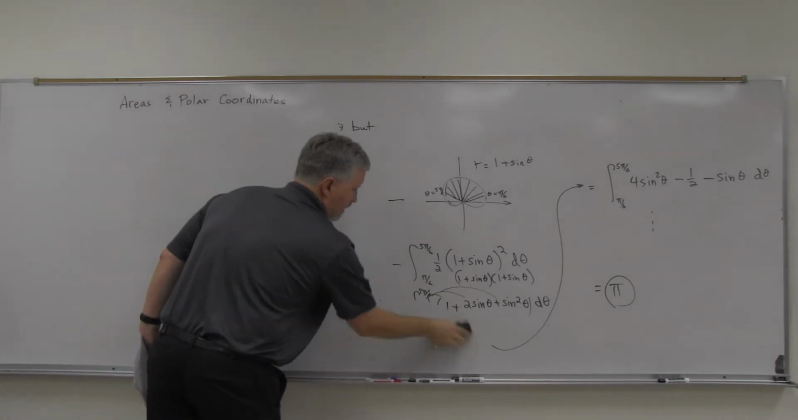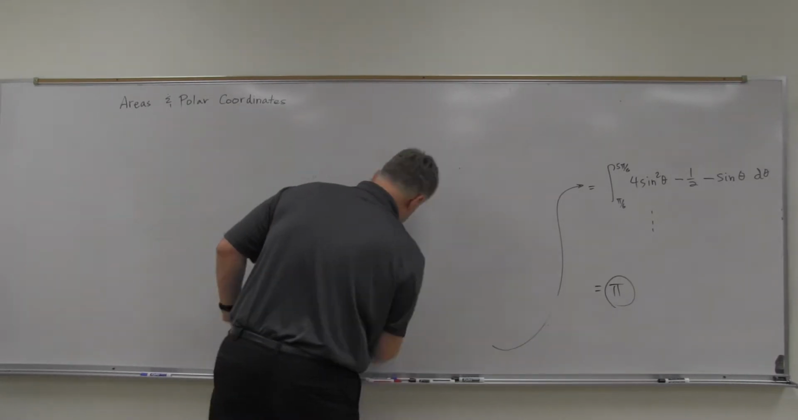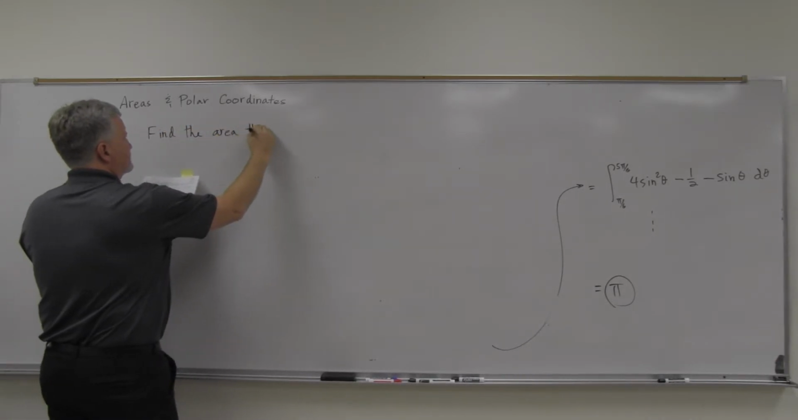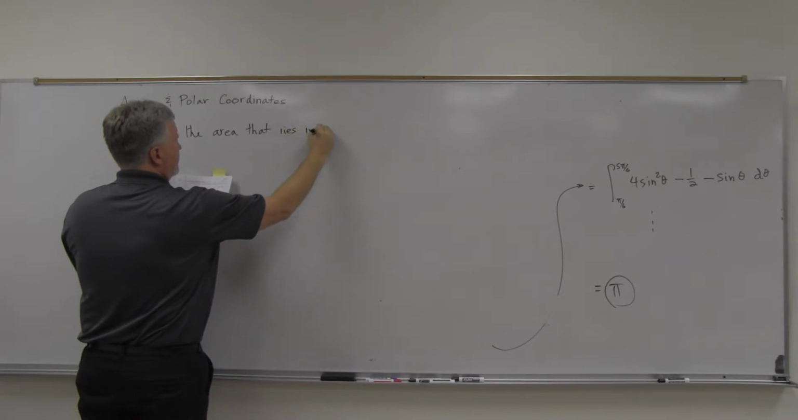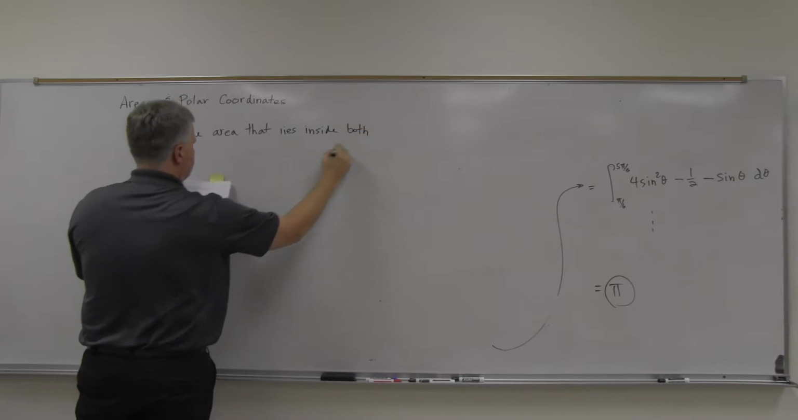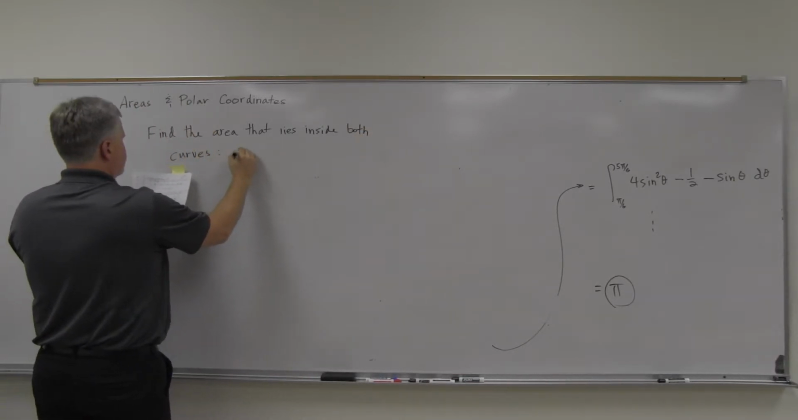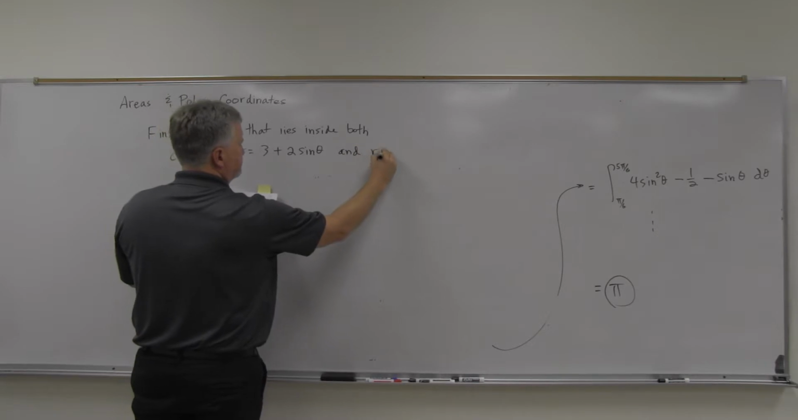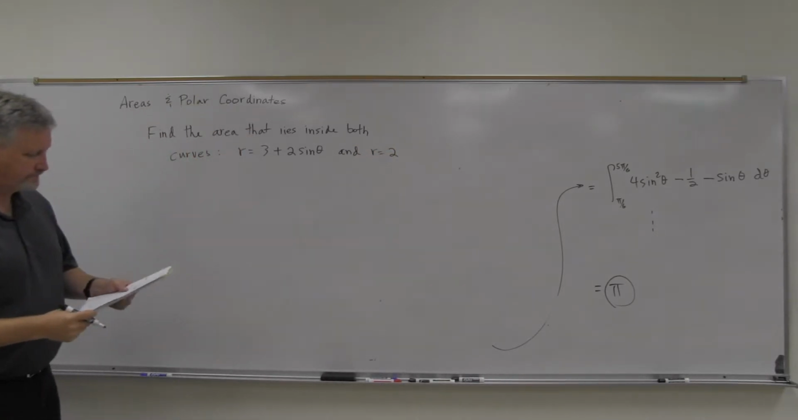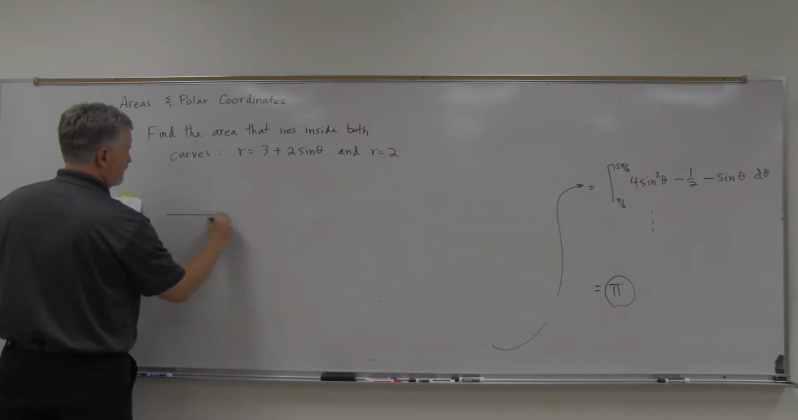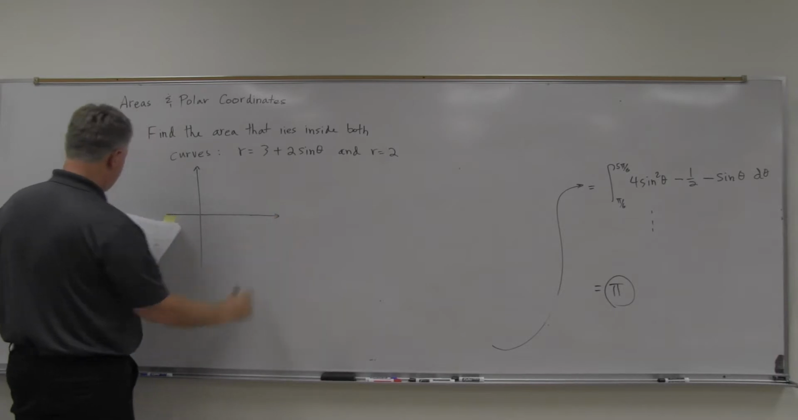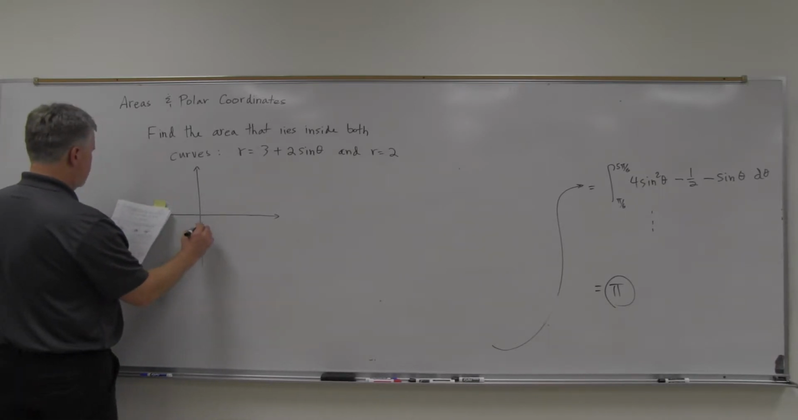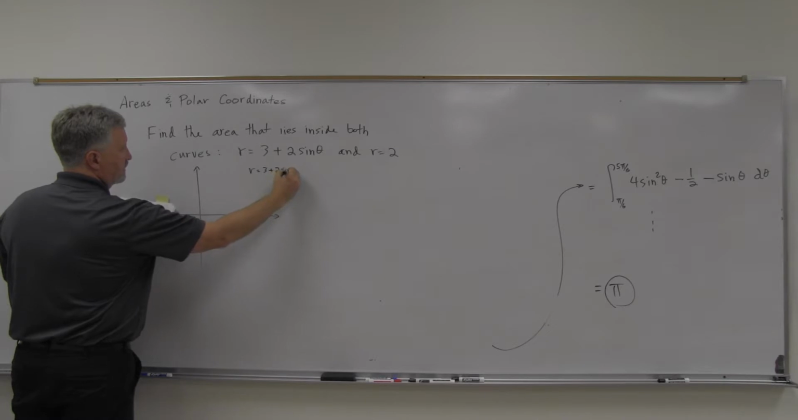It is find the area that lies inside both curves. It's r equals 3 plus 2 sine theta, and r equals 2. Here's what this looks like. All right, so r equals 3 plus 2 sine theta looks like it's a cardioid.